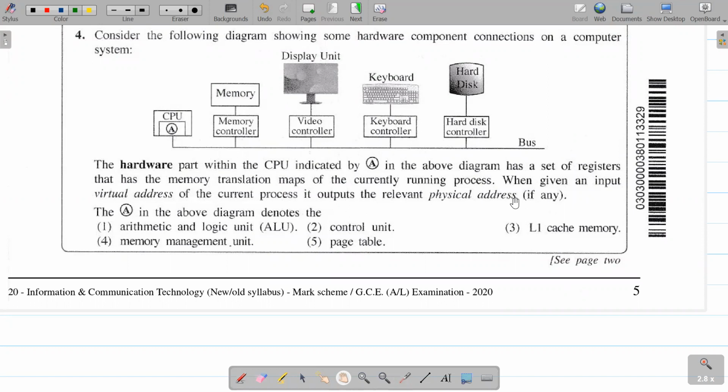So they are talking about a hardware, right? So hold on. Are they talking about the hardware component here? The hardware part within the CPU indicated by A, yes. So this is done by this particular thing.